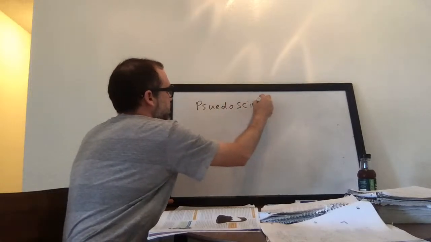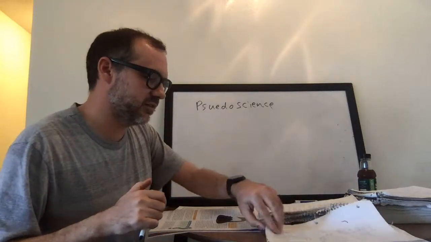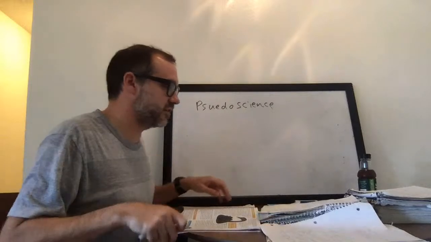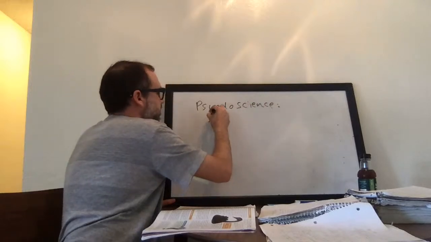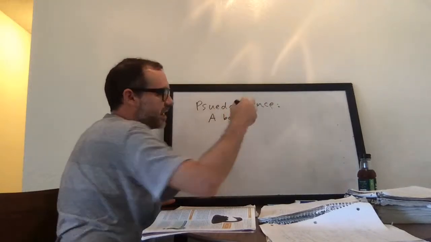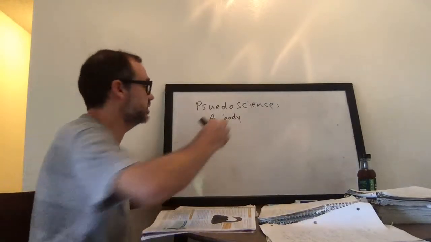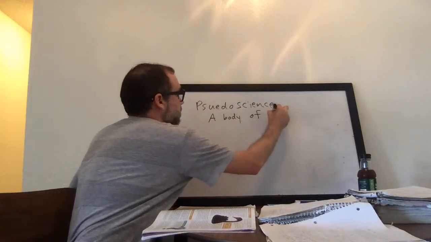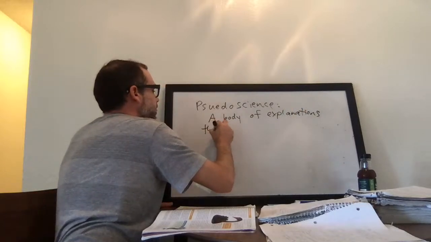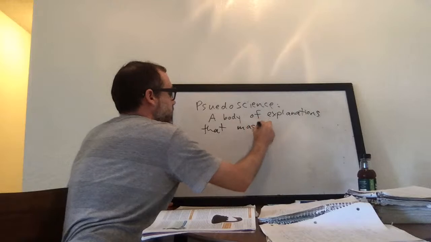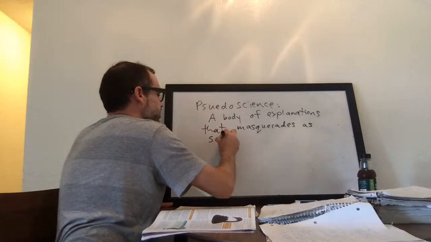Pseudoscience. The word pseudo just means false or fake. So literally, pseudoscience is just false or fake science. And you could say it like this, as the textbook describes it: it is a body of explanations that masquerades as science. So it puts on the false appearance of being scientific, but it's actually not.